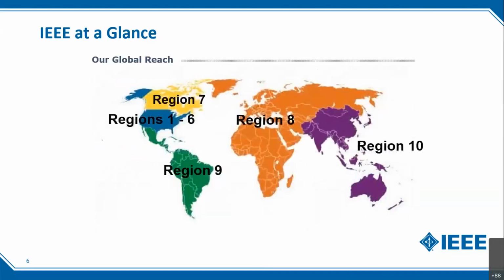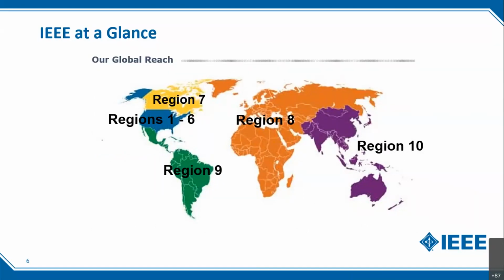IEEE basically covers the whole world in different regions. It starts from the US. There are a total of 10 regions. The US covers region 1 to region 6, then Canada is region 7, Latin America is region 9, and the whole of Africa, the Middle East, and Russia are under region 8.